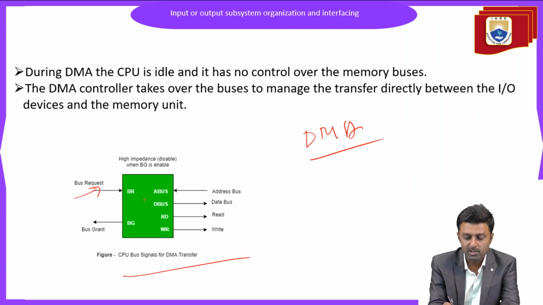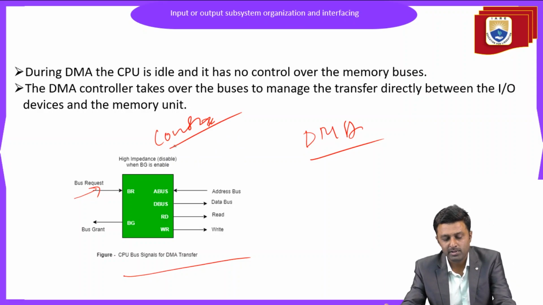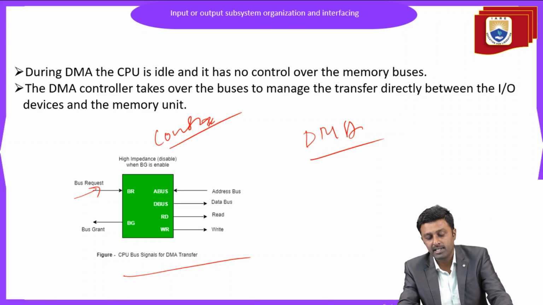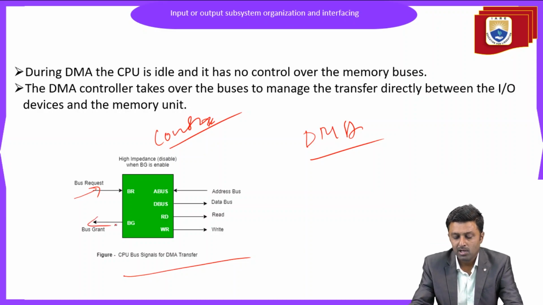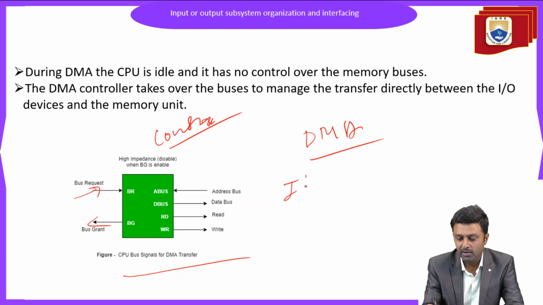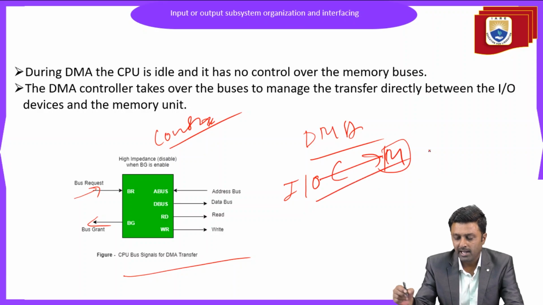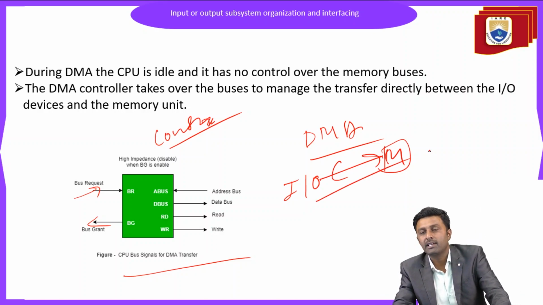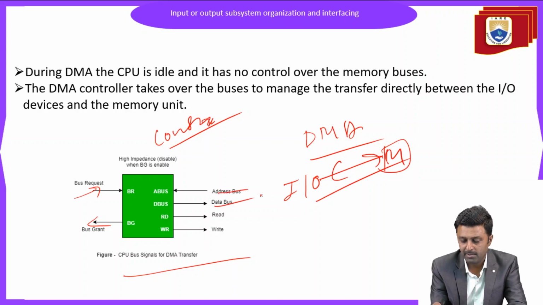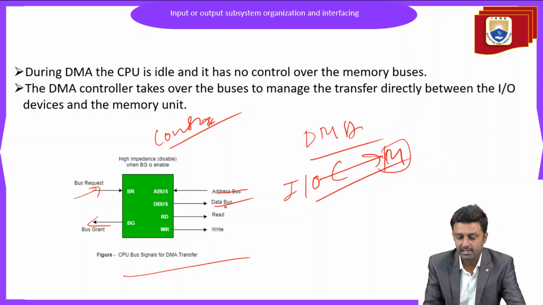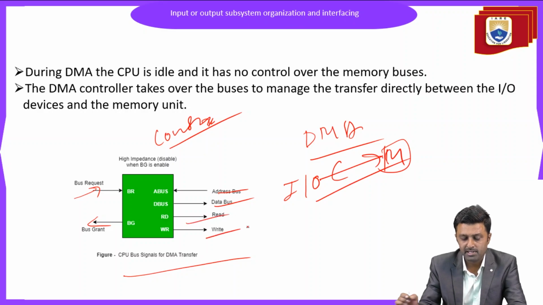Once the bus request is given to the control logic, the control logic will check whether the buses are free or not. Once the buses are free, the grant will be given. Then the IO devices will be directly connected to the memory, so that the data transfer happens directly without the intervention of the CPU. Here you can see address buses and data buses for transfer of address and data, and read and write operations can be done here.